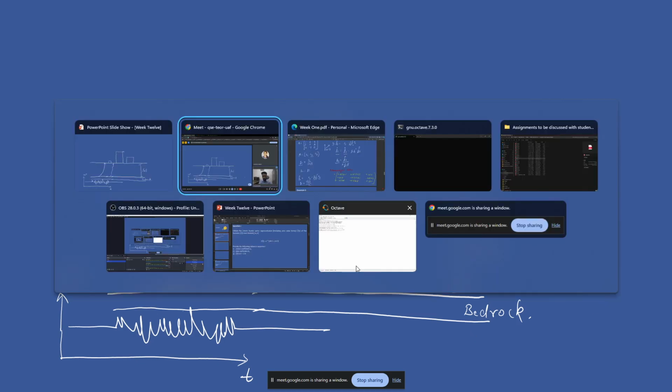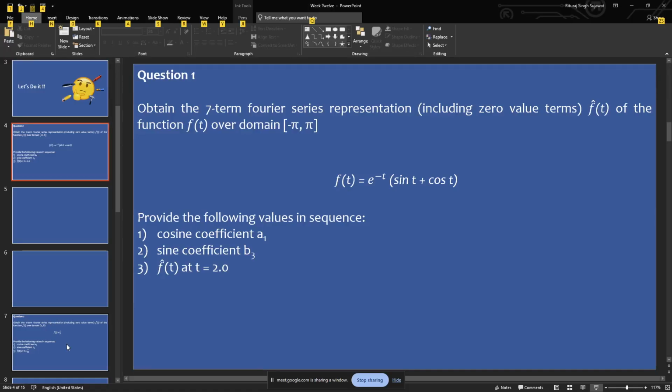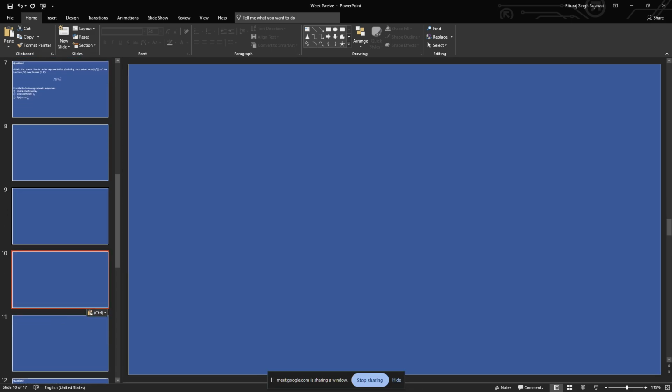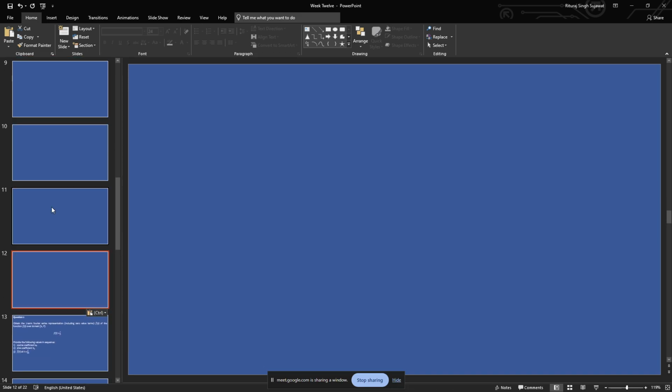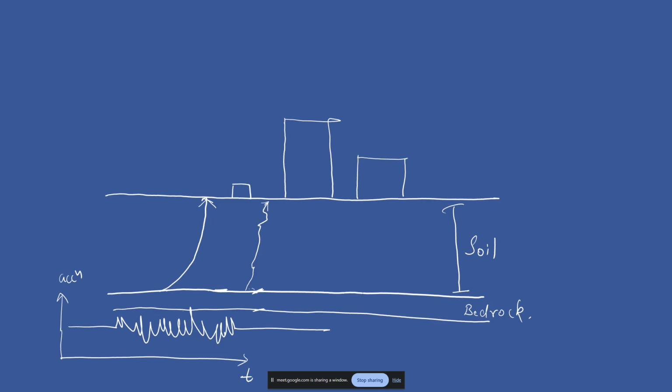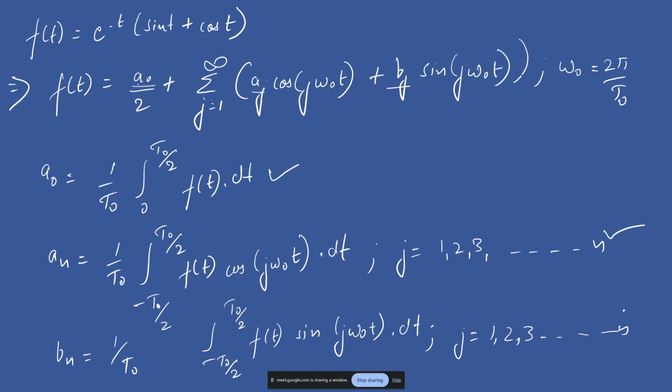Just increase the number of slides. So for this particular slide, for our particular query you need to utilize these relations, and then you need to evaluate how our coefficients after the Fourier transformation will look like.